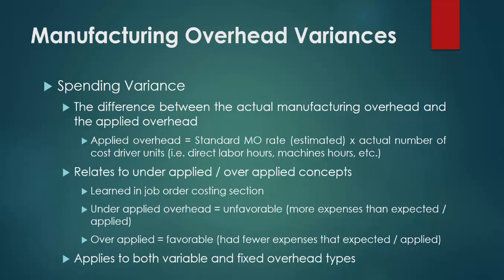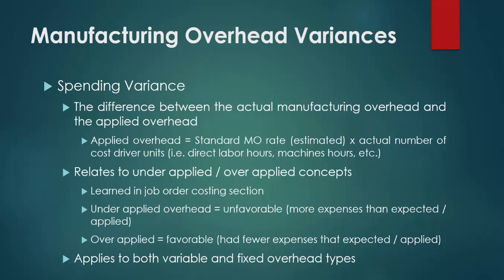They pick some kind of a cost driver that closely approximates how manufacturing overhead would go out the door and should be applied to WIP. Sometimes it's machine hours, sometimes it's direct labor hours, sometimes it's something else. But in order to apply the overhead, the companies will take whatever the cost driver is, the machine hours, for example, and they will multiply it by an estimated manufacturing overhead rate. And that is how they make the allocation.